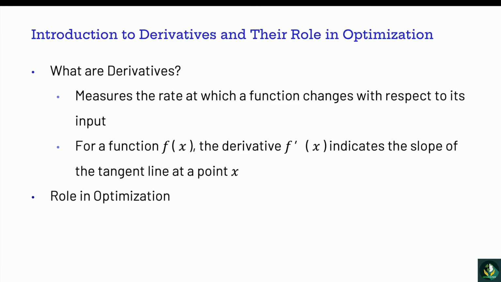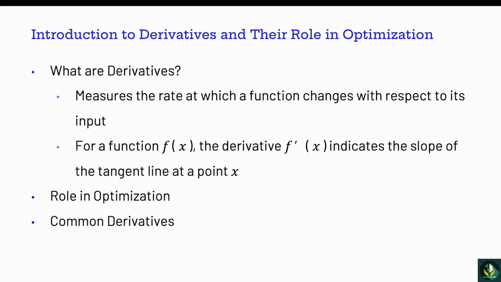Let's look at the role of derivatives in optimization. Derivatives are used to minimize or maximize a function, which is critical in machine learning for optimizing loss functions. An example is the loss function in linear regression, which measures the error. Derivatives help find the direction to adjust parameters to minimize this error.